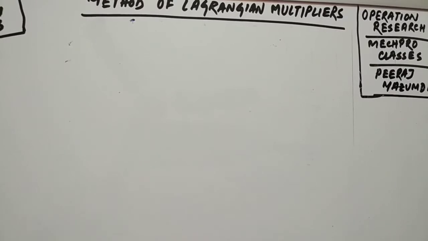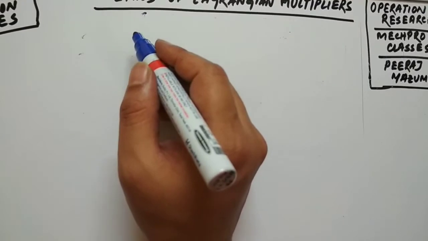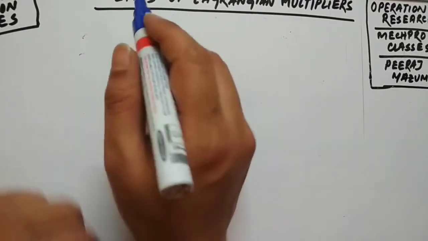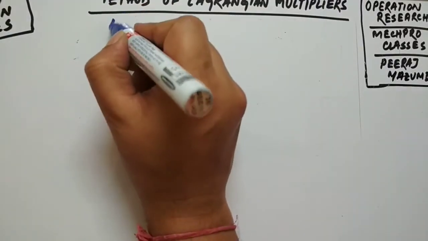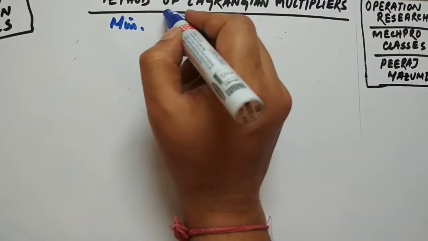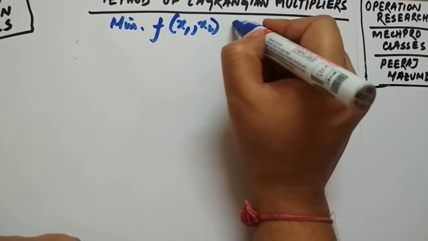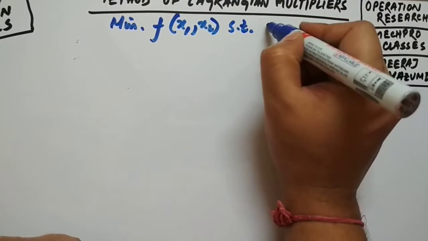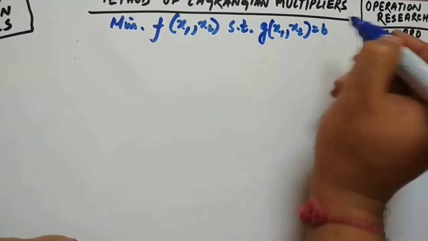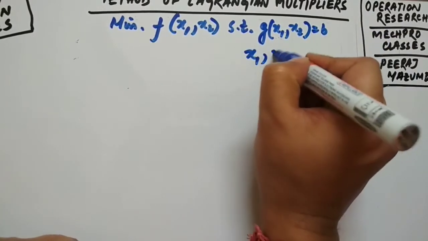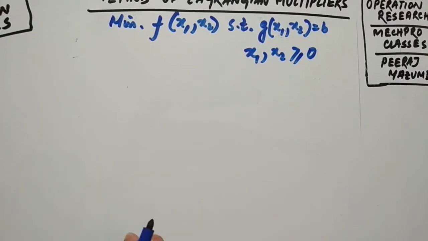So let us start with the same function, that is the minimization of f(x1, x2), subject to g(x1, x2) equal to b, and x1, x2 greater than or equal to 0. So that is your governing equation.